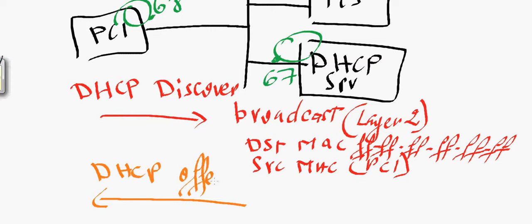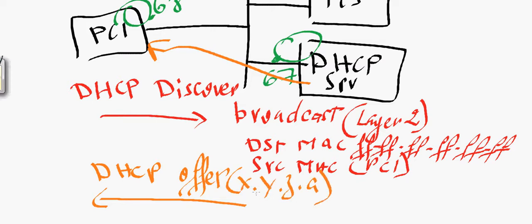So depending on the implementation of DHCP, this DHCP offer is going to go directly to PC1. So the source MAC address will be the MAC address of the DHCP server, and the destination MAC address will be the MAC address of PC1. So PC1 is the target of this DHCP offer message, and in this offer the DHCP server will put some IP address X, Y, Z, A. Okay, it will offer some IP address to PC1.